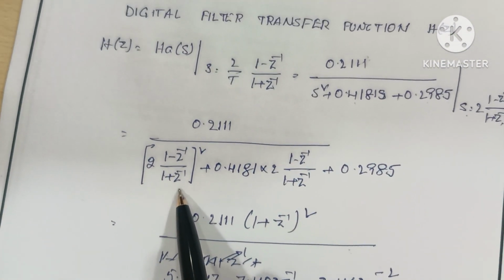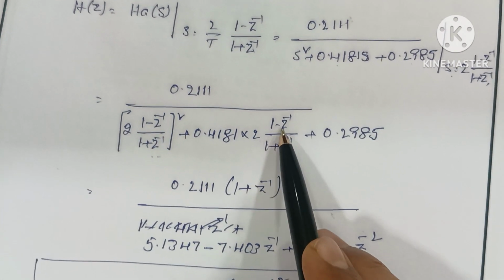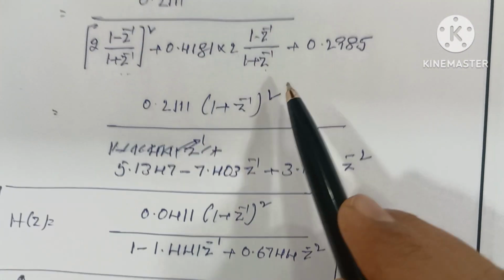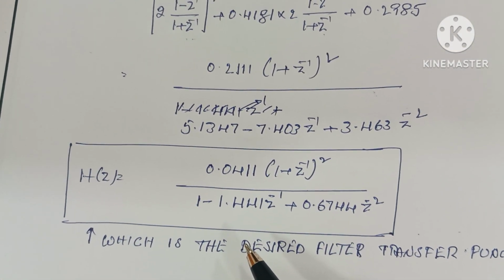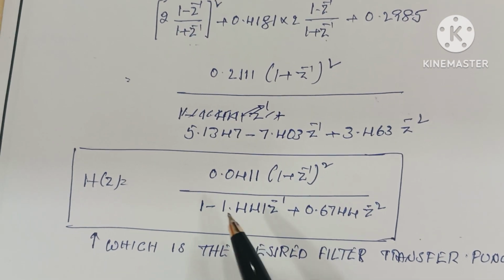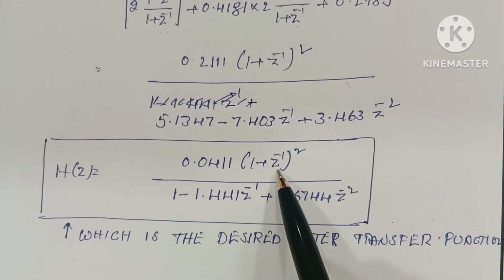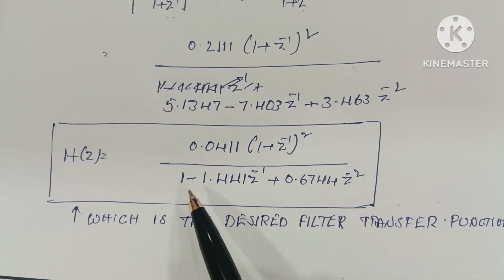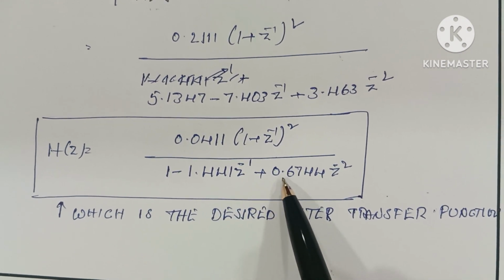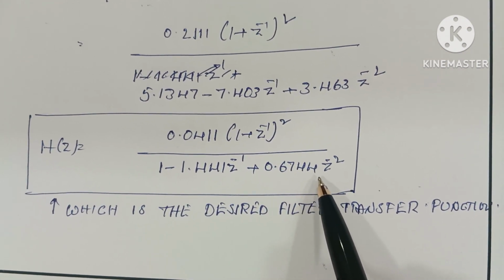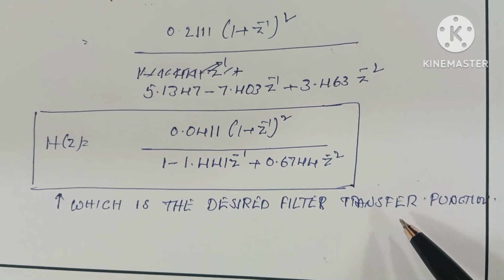Here in place of s square, substitute this. In place of s, we have to substitute this 2 into (1 minus z power minus 1) by (1 plus z power minus 1). After simplifying all the terms, finally we have the transfer function H of z, which is equal to 0.0411 into (1 plus z power minus 1) whole square by 1 minus 1.441 into z power minus 1 plus 0.6744 into z power minus 2, which is the desired filter transfer function H of z.